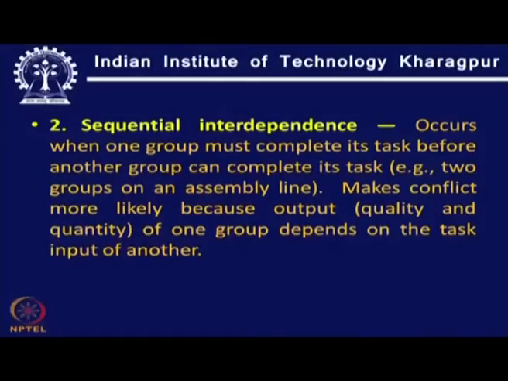But when we do not understand that, and we unnecessarily delay, or the finished good is not of good quality, then these conflicts become very inevitable. The sequential conflict due to sequential interdependence.